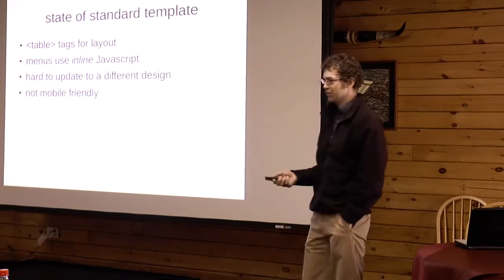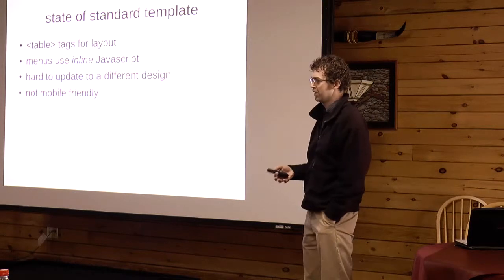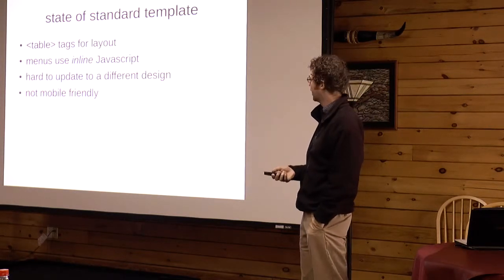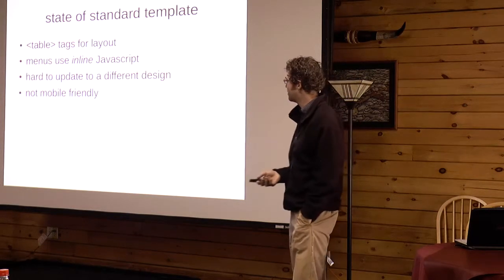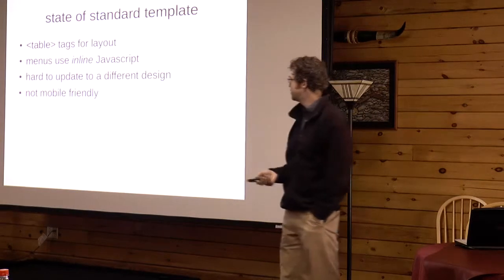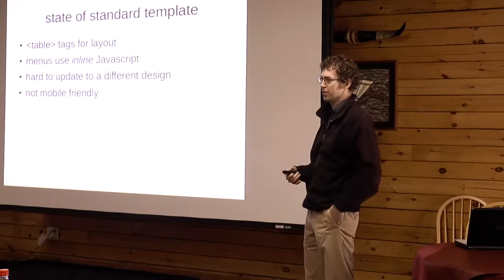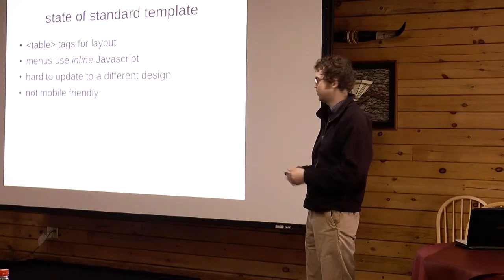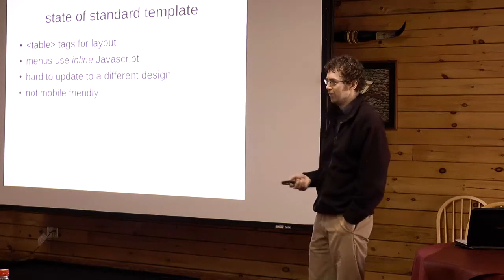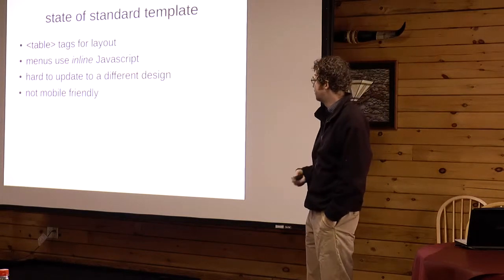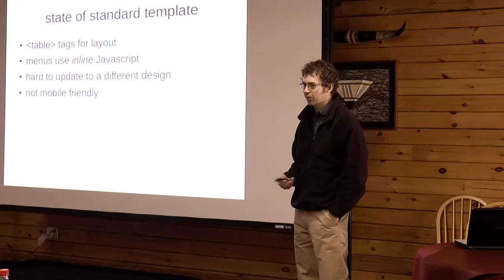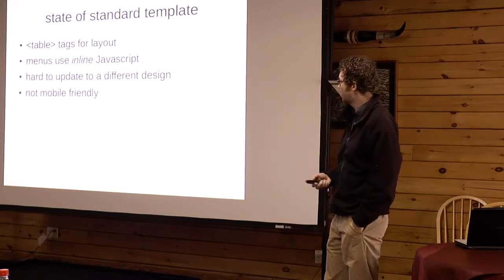So the state of the current Interchange standard template. Interchange, of course, comes with a demo, the tool store. And it's pretty old. It hasn't been updated in a long time. It uses table tags for layout. The menus use inline JavaScript. So if you have a drop-down menu, all the JavaScript is contained inside the page, which has to download on every page. And so because of the table tags and that stuff, it's hard to update to a totally different design, and it's not mobile friendly either.